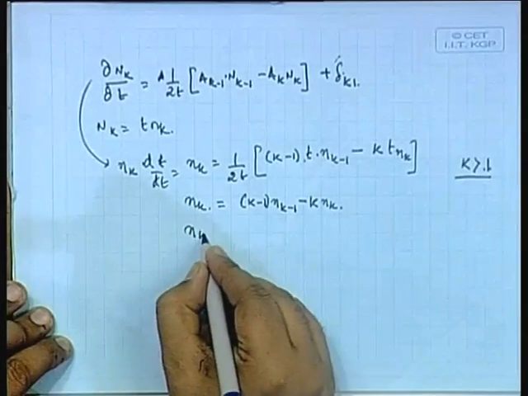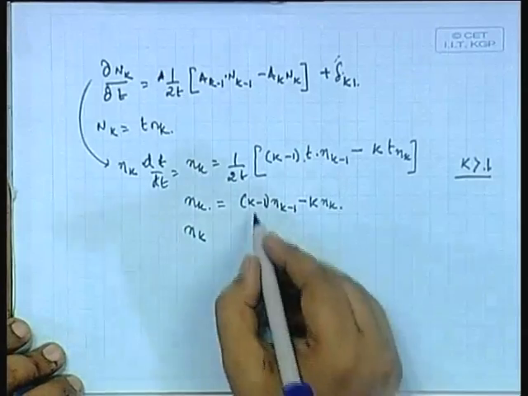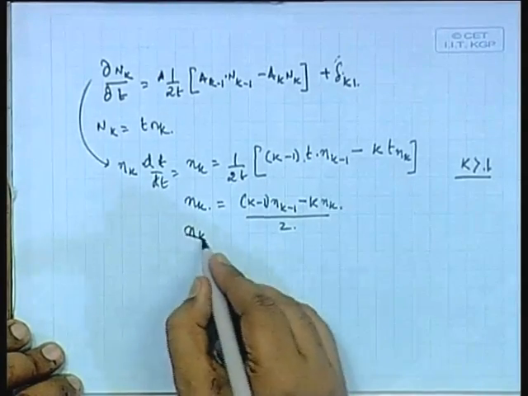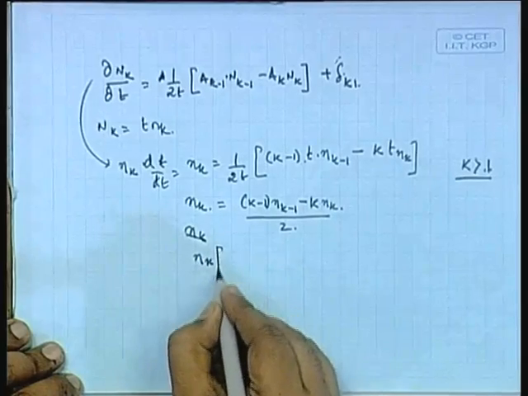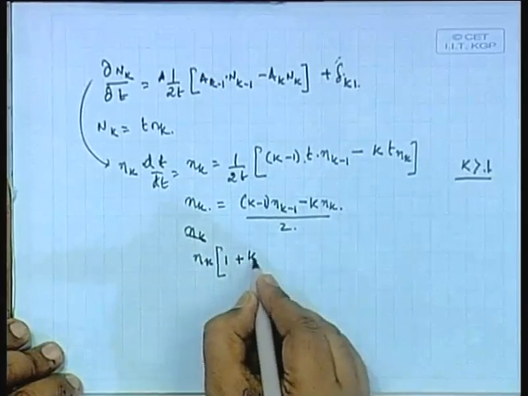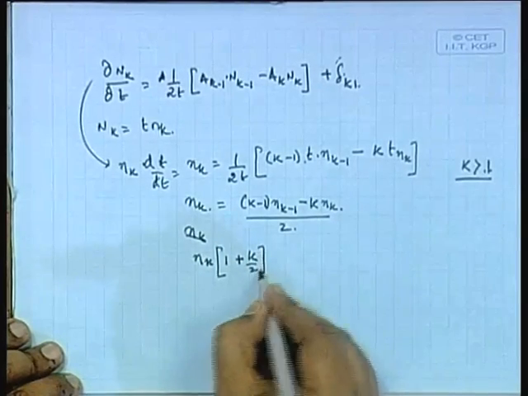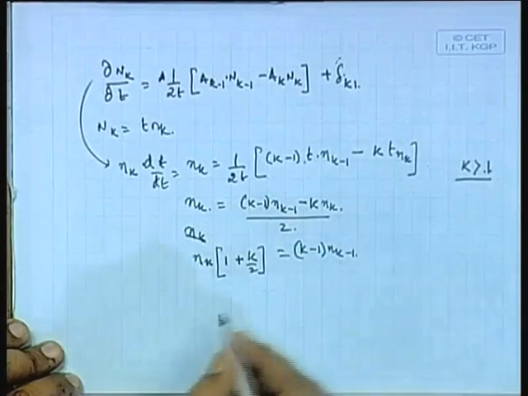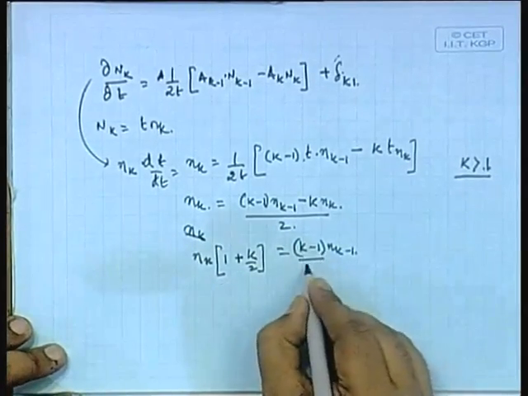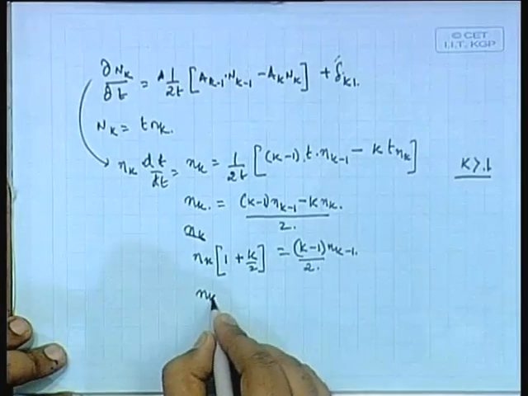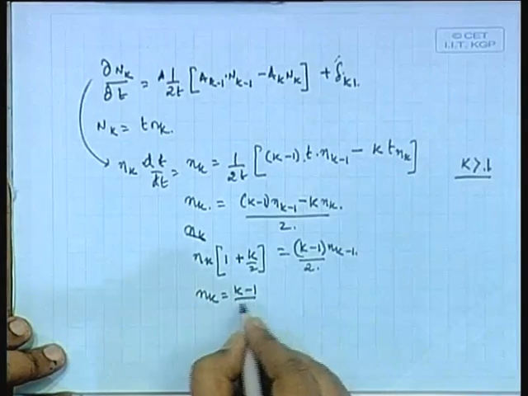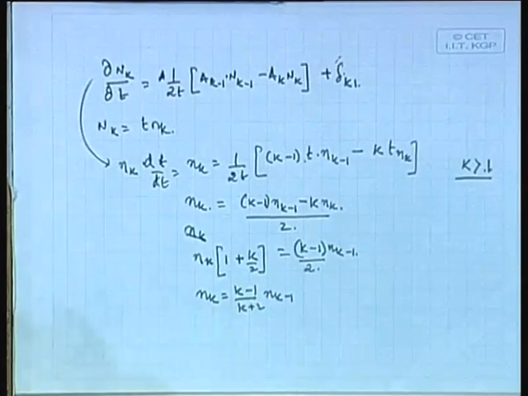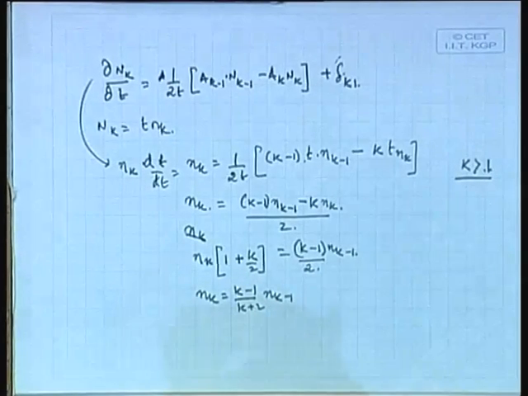So nk becomes, by 2, sorry, nk (1 plus k by 2) is equal to (k minus 1) n(k minus 1). So nk becomes (k minus 1) over this. Are you remembering something?